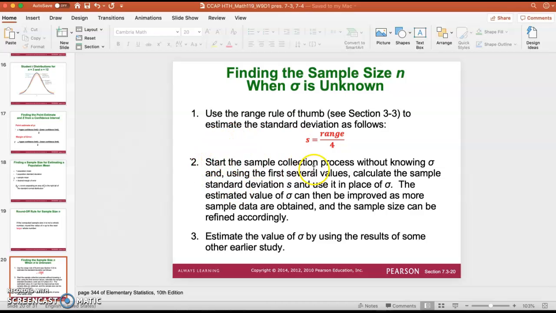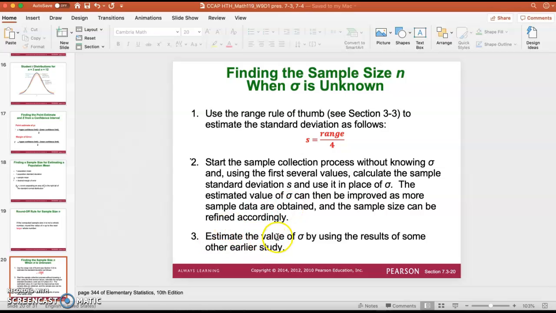And we can start the sample collection process without knowing the population standard deviation. Using the first several values, we can calculate the sample standard deviation and use it in place of the population standard deviation. The estimated value of the population standard deviation can then be improved as more sample data are obtained, and the sample size can be refined accordingly. So essentially we can estimate it with a sample.